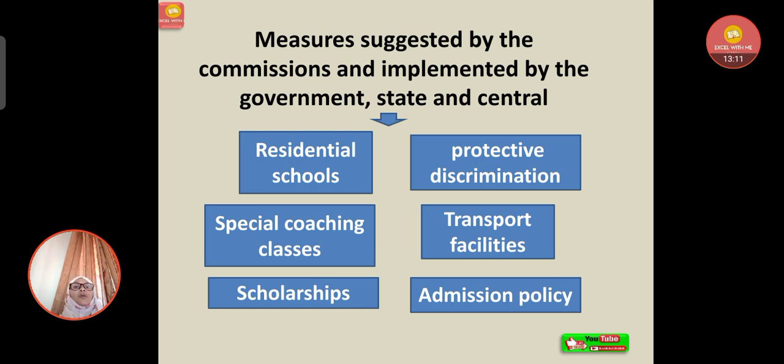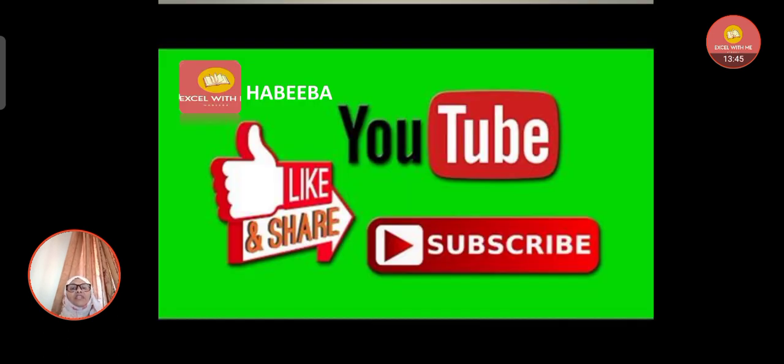Nextly, transport facilities. That means adequate transport facilities may be provided to the girls. Then admission policy. There is a great need to introduce an egalitarian element in admission to institutions, so that students coming from rural areas are not handicapped due to language or some other factors. So these are all the measures suggested by the commissions and implemented by the government, state and central. So this is all about educational opportunities, that is equality of educational opportunities.